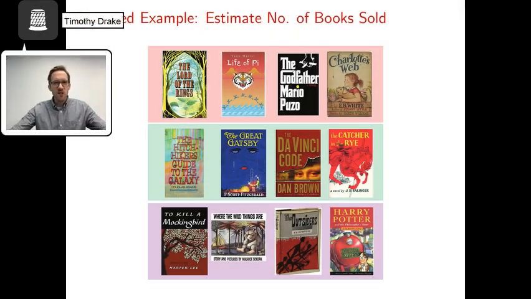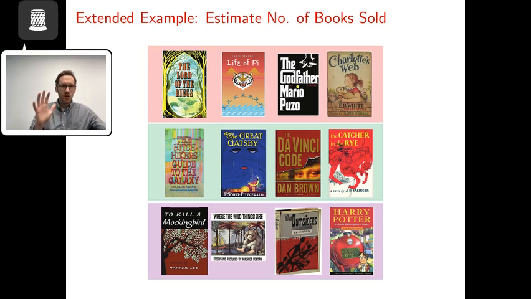Now I want to transition to an extended example that's going to help give us a map of where we're headed. All of the things you're going to learn across this course, I'm going to try to summarize with this extended example of some best-selling books. Here are 12 of the best-selling books of all time. And I want you to take a minute and just estimate the number of books you think have been sold for each one of these.